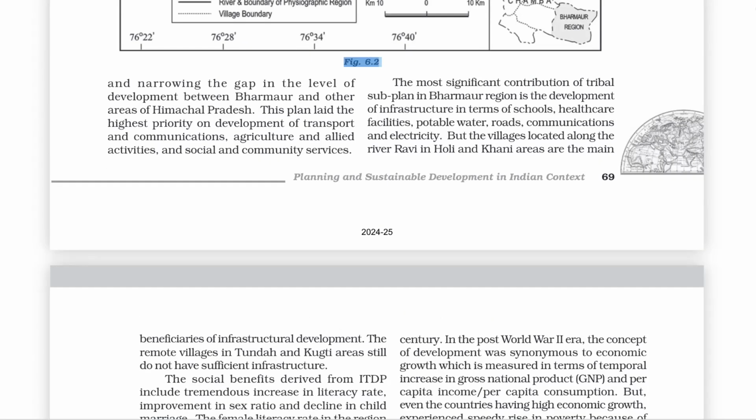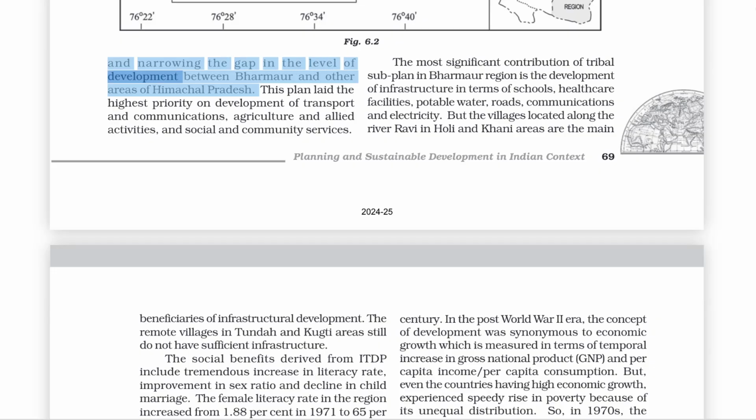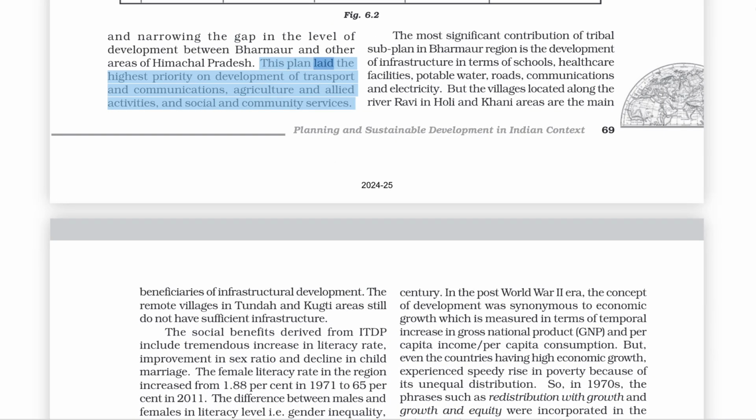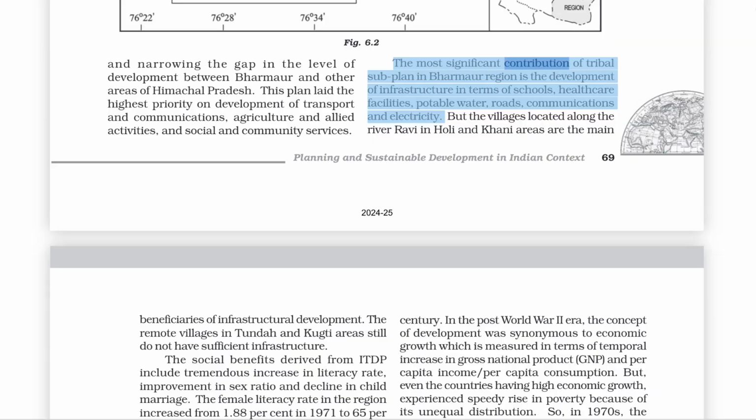And narrowing the gap in the level of development between Barmore and other areas of Himachal Pradesh. This plan laid the highest priority on development of transport and communications, agriculture and allied activities, and social and community services. The most significant contribution of tribal subplan in Barmore region is the development of infrastructure in terms of schools, healthcare facilities, potable water, roads, communications, and electricity.